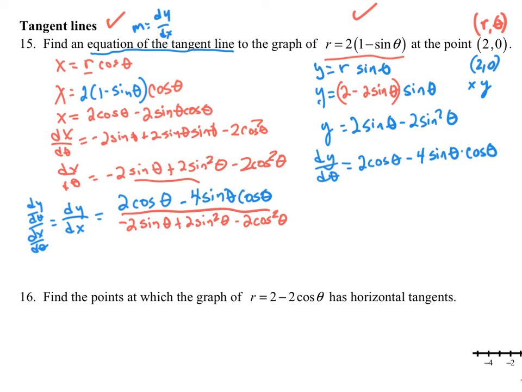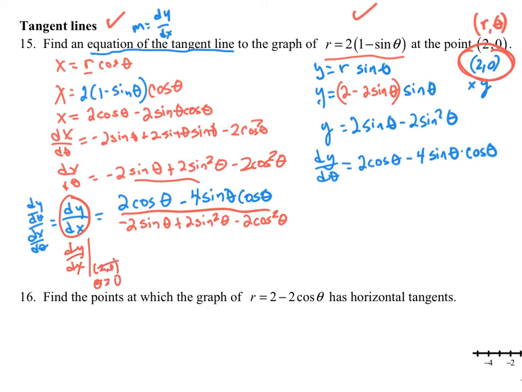So now I'm just going to plug in this point right here into my derivative, and that's going to give me the slope of the line. So dy/dx evaluated at (2, 0) is going to give me, oh, well, this is theta equal to 0.